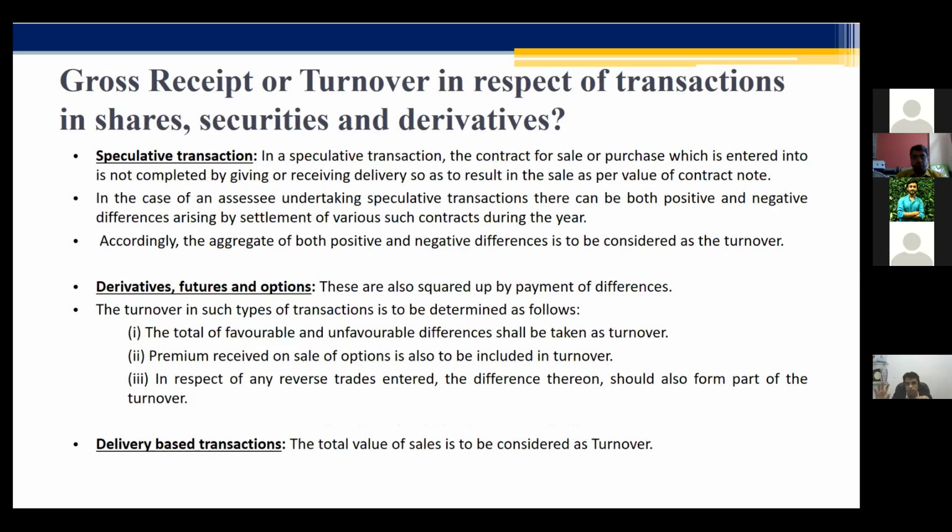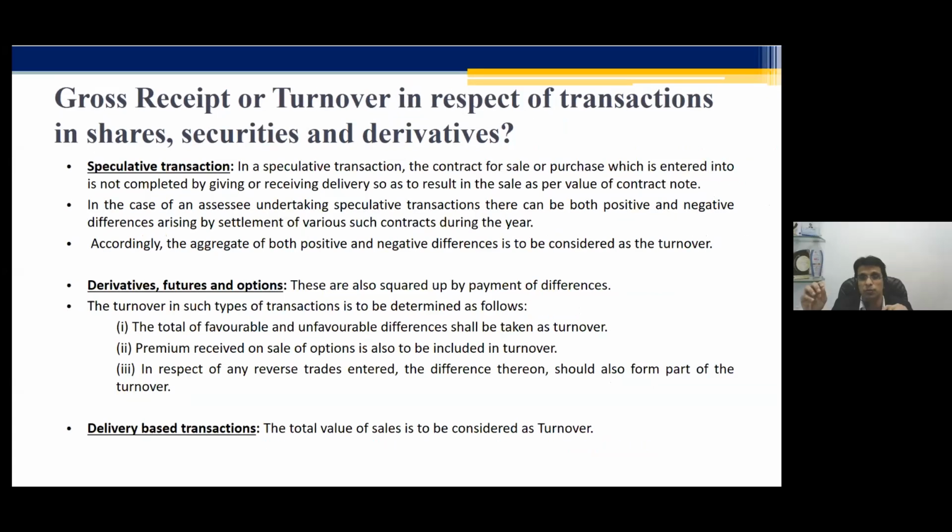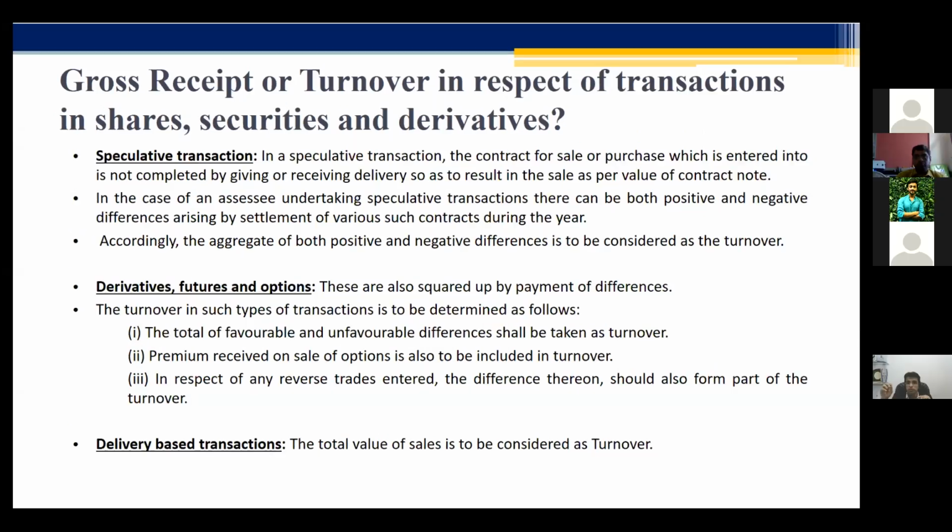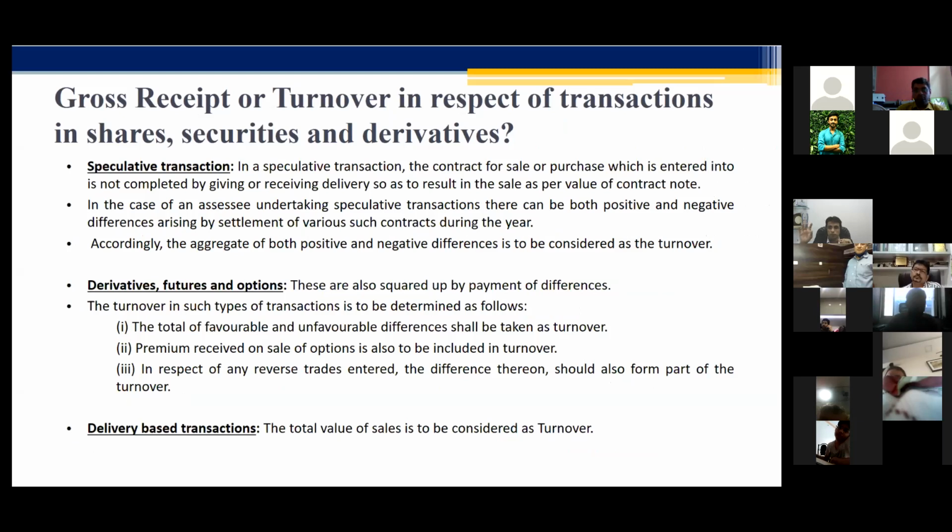So in a speculative transaction, I may sell securities worth 1 lakh rupees today and buy it immediately without resulting into delivery, or I may buy first and sell it whatever it is in a particular day without entering into a delivery, and there is a difference of 10,000 which I make as profit. So this 10,000 will only be treated as the turnover, not the 1 lakh rupees sale value, because it's a speculative transaction. Now, in this 1 lakh transaction, if I buy for 1 lakh and sell it for 90,000 only without resulting into a delivery, I have a loss of 10,000. Now, this loss will also be treated as turnover.